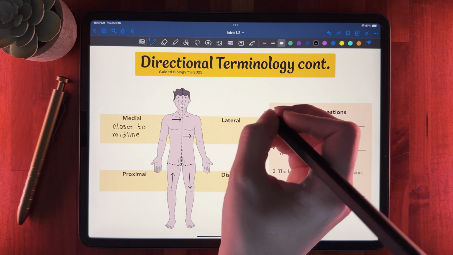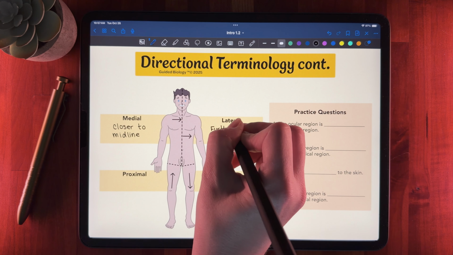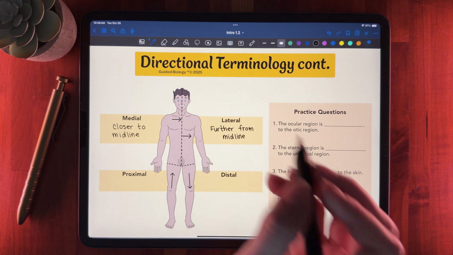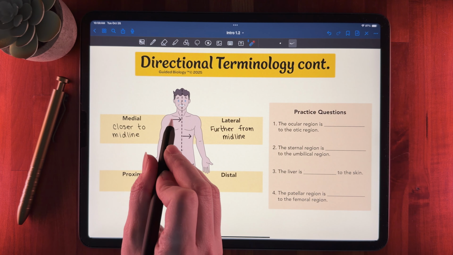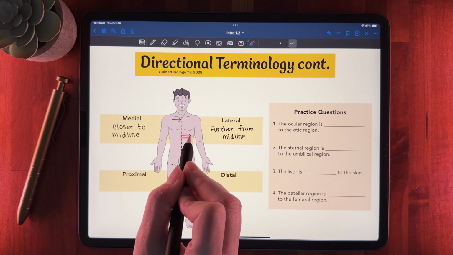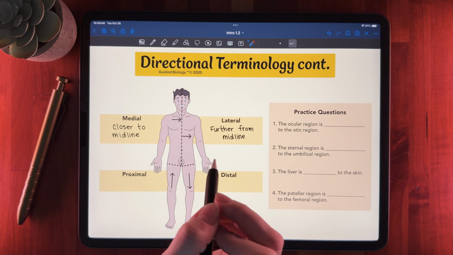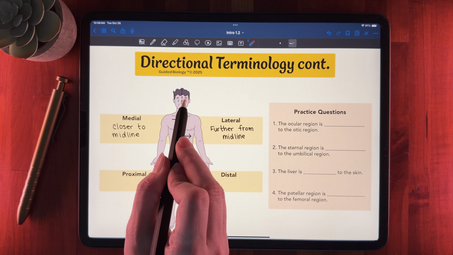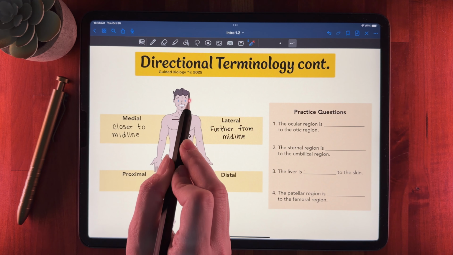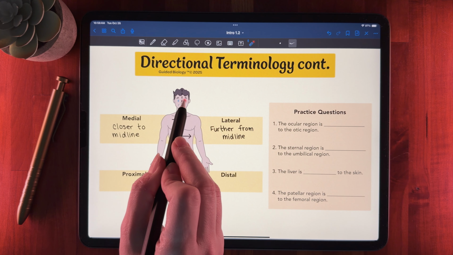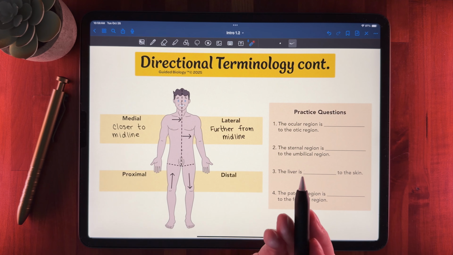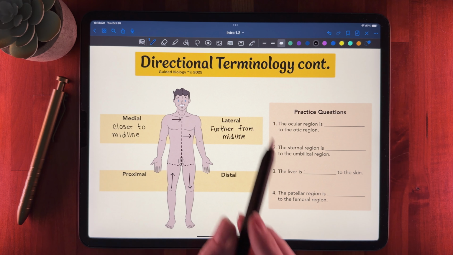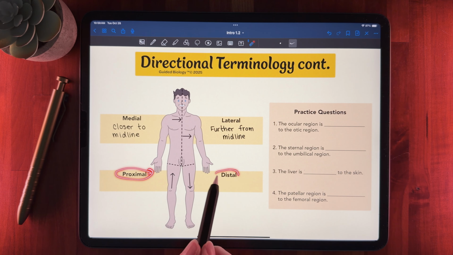And its corresponding term is going to be lateral, right? And so lateral means further away from the midline of the body. Okay, so medial meaning closer to midline, lateral meaning further away from midline. All right, so you could say that looking up here at the face, you could say that the eyes are medial to the ears, right? So the eyes are closer to midline than the ears. Okay, so that would be one example. All right. So then our next pair of terms are going to be proximal and distal.